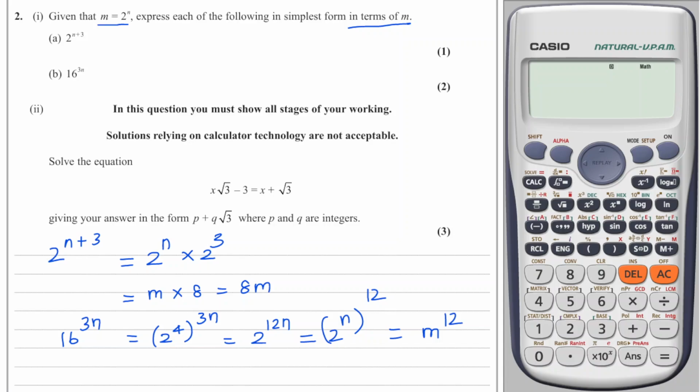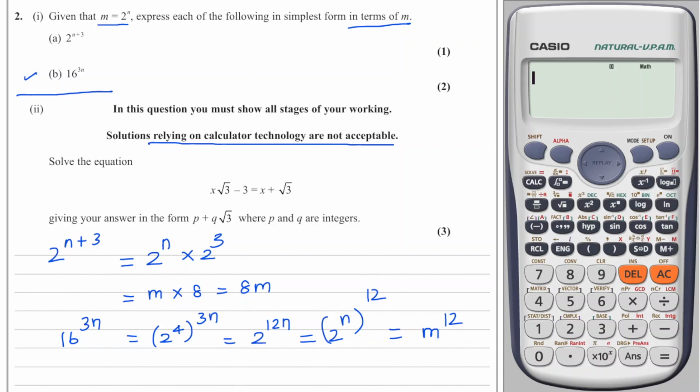So 16 we can write as 2 to the power 4. Then it is 3n. Power upon power, we can write it as 12n. Finally, we can split the 2 power n. It comes like m to the power 12, right? So that's all about 2b. Now the second part of question number 2. The solution relying on calculator technology is not acceptable, so you need to write all the steps in your answers.